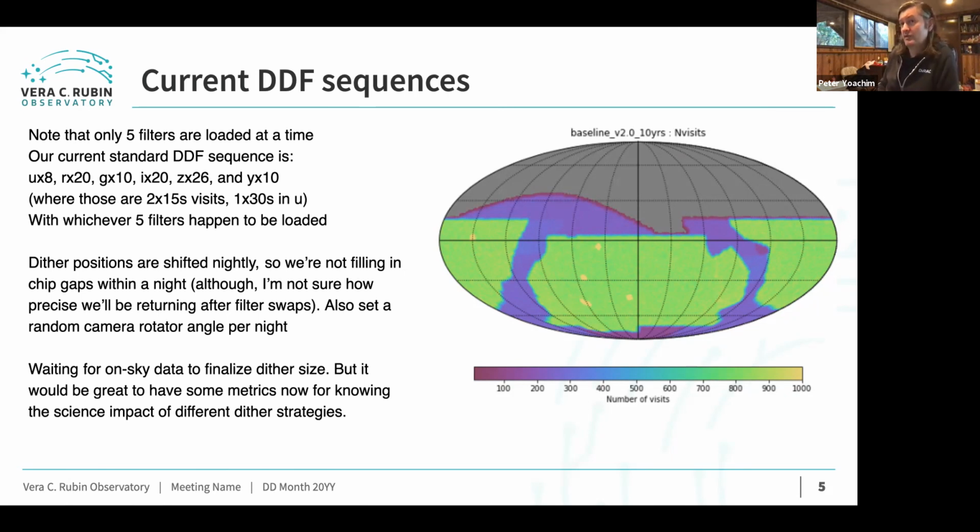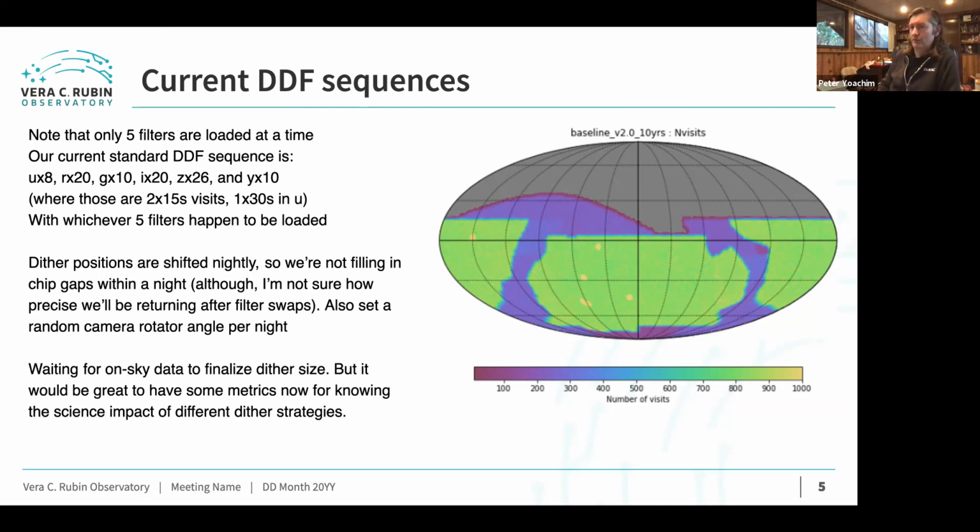time. The current sequence is to take 8 U exposures, all a total of 30 seconds, 20, 30 seconds in R, 20, 30 seconds in G, 20 in I, 26 in Z, and 10 in Y, of whichever 5 of those filters happen to be loaded. We've been dithering nightly to fill in chip gaps. We could do within a night if that was something people wanted to do.